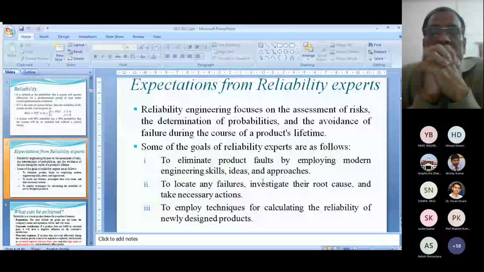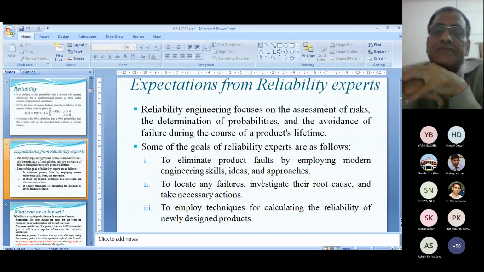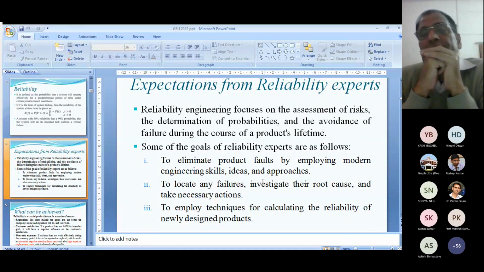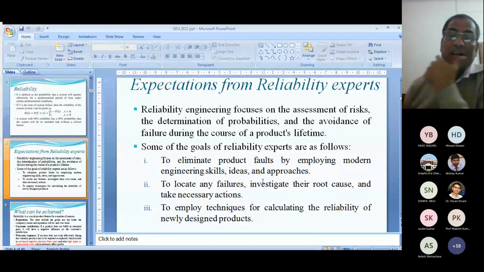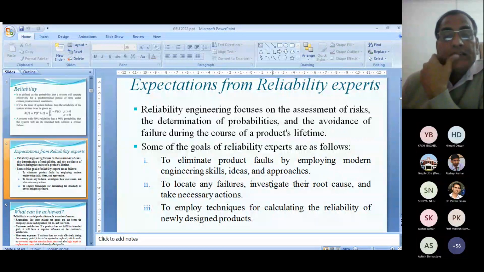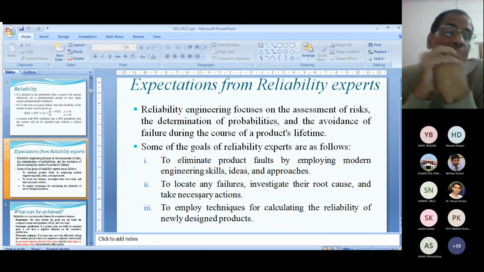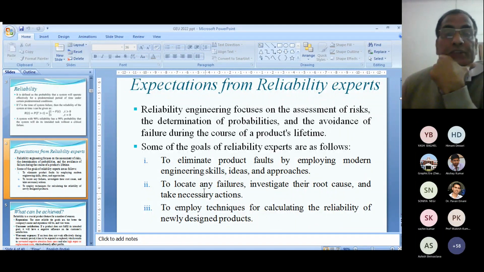Then, what are the expectations from reliability experts? Industries wish to design products in such a way that they are failure free, but it is next to impossible to design a product that is never going to fail. There are cases where it is required, but more often it is not achieved. If failures are there, then the second task is how fast they are diagnosed, and once diagnosed, how the rectification actions are taken. Thirdly, several modern techniques are available, and the expectation is that they are incorporated in the design stage so that the reliability of the product is improved.